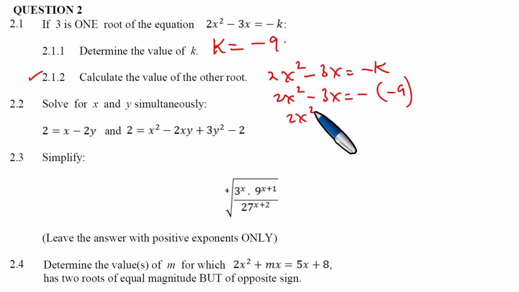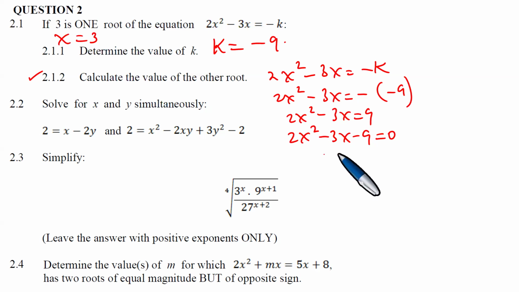Getting 2x squared minus 3x equals plus 9. And then what do we do? All right, we have 2x squared minus 3x minus 9, and the result is 0. What do we do here now? Because now we need to calculate the value of the other root. We got that if 3 is one root, meaning x is 3. We need to factorize this. I'm going to be very brief in factorizing this. What are the factors of this?